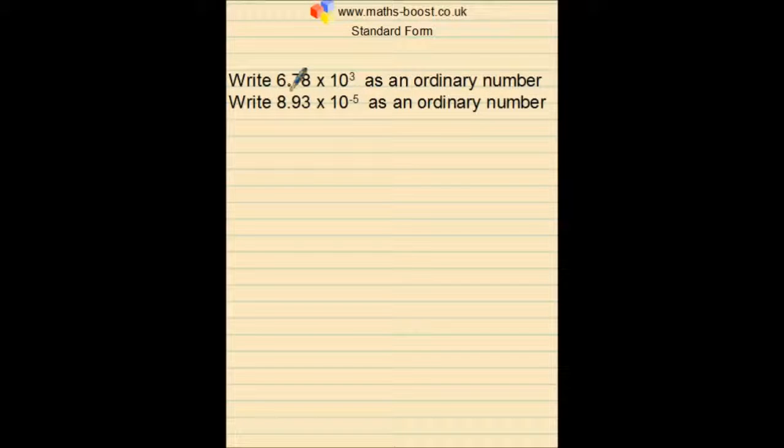Might be asked to go the other way, given a number in standard form, asked to write it as an ordinary number. Again, I'll start off with my number, and I'm simply going to look at this value here, and this is telling me that I need to move 3 place values, and again it's a positive, so I know I'm going to end up with a bigger number.